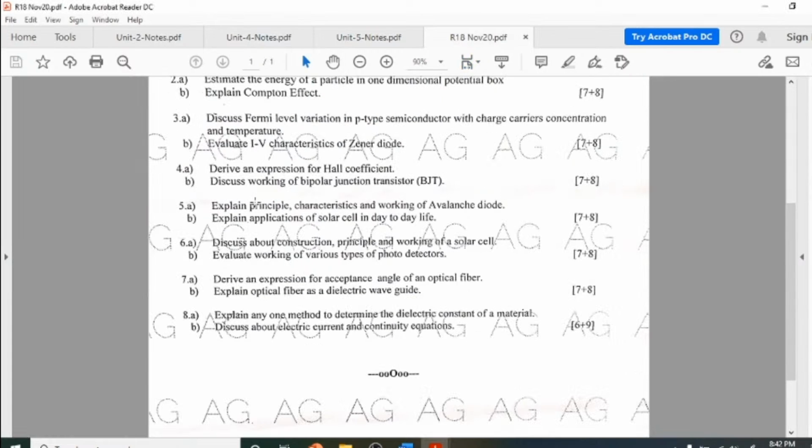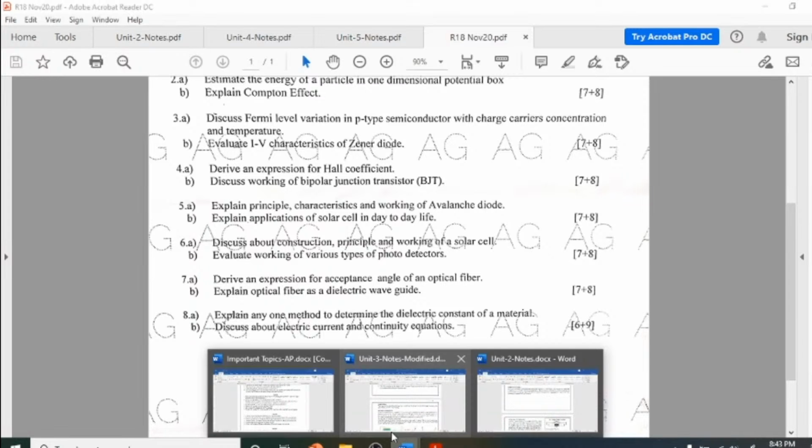Now in lasers we have solar cell. From third unit there are 2 questions. From fourth unit there is only 1 question. Sorry, the fourth unit question is from optical fibers: the acceptance angle of optical fiber, and explain optical fiber as a dielectric waveguide. I would show you the answers for this.